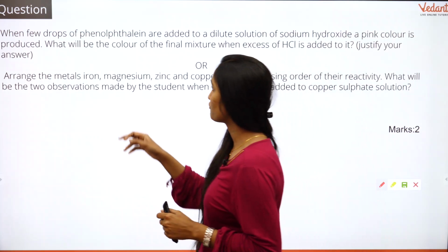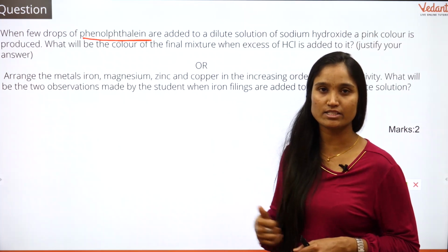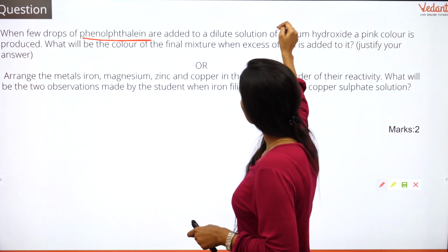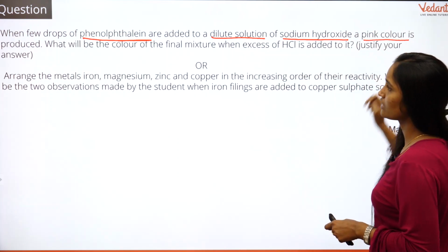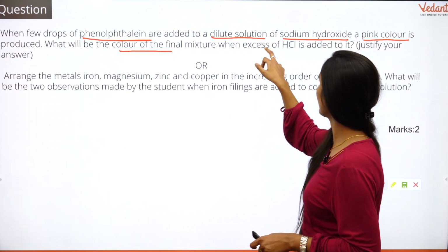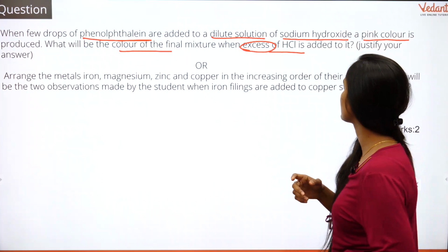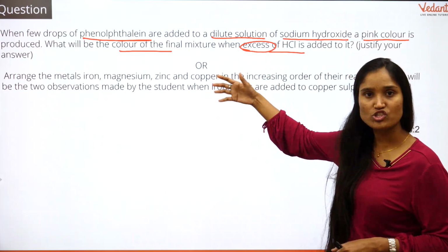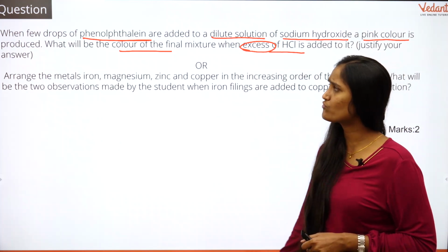When a few drops of phenolphthalein, what is phenolphthalein, guys? It's a chemical, but it acts as an acid base indicator, isn't it? Now when a few drops of phenolphthalein are added to a dilute solution of sodium hydroxide, a pink color is produced. What will be the color of the final mixture when excess of HCl, note this point, excess of HCl is added? Justify your answer. There is a second part, which is an internal choice question. We'll talk about it in a while, but before that let's finish this question.